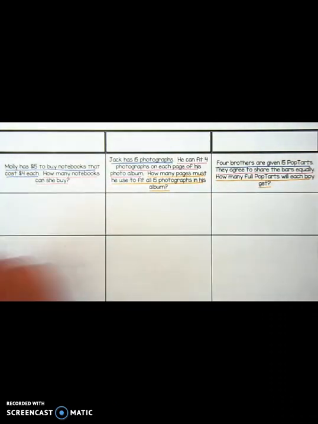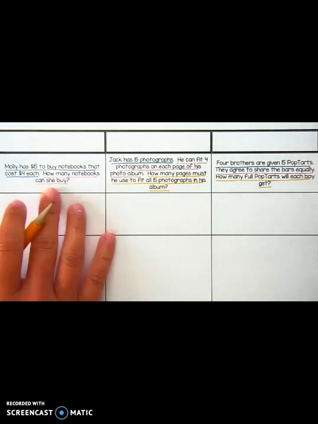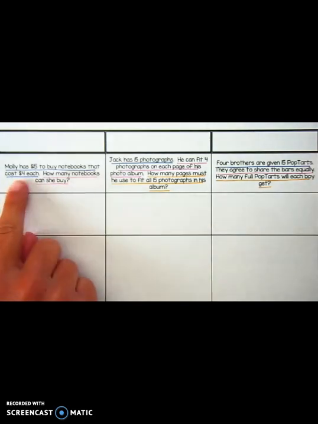Okay, so I have 3 different examples here, and you can see I've already gone through and highlighted each sentence by itself so that we can read through the problem and then go line by line in order to figure out how to solve it. The first question reads, Molly has $15 to buy notebooks that cost $4 each. How many notebooks can she buy? This problem makes a lot of sense to me because it's something that I do all the time. I go to the store, I'm in Target, I know how much money I have, and I have to decide, do I have enough to buy multiple sets of something?